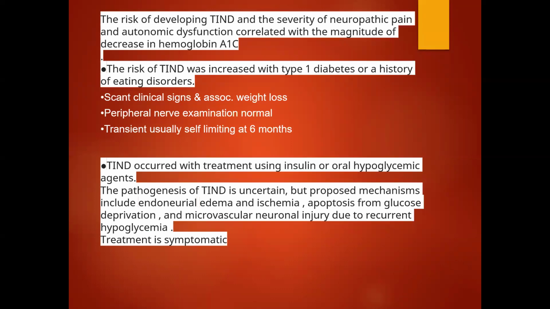Peripheral nerve examination will be normal in this case scenario, and it is usually transient and self-limited within a period of 6 months. It typically occurs with treatment using insulin or oral hypoglycemic agents. The pathogenesis of insulin neuritis remains uncertain. Proposed mechanisms include endoneurial edema and ischemia, apoptosis from glucose deprivation, and microvascular neuronal injury due to recurrent hypoglycemia. Treatment is usually symptomatic.